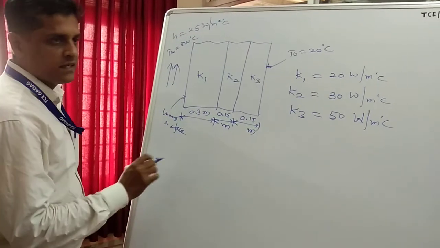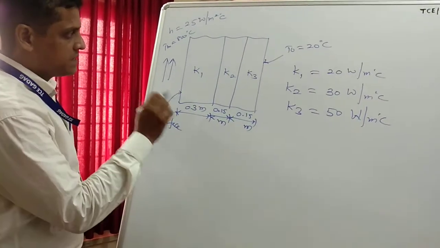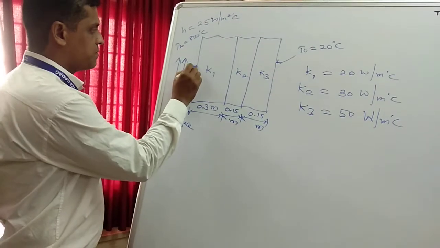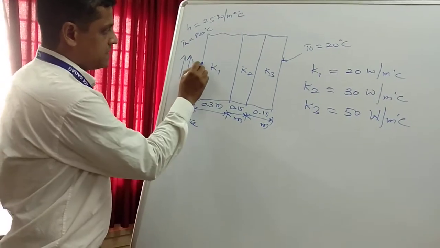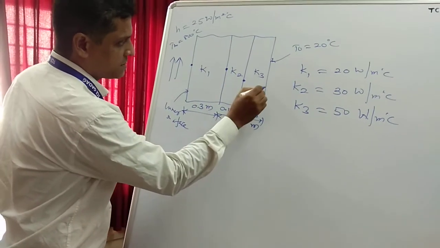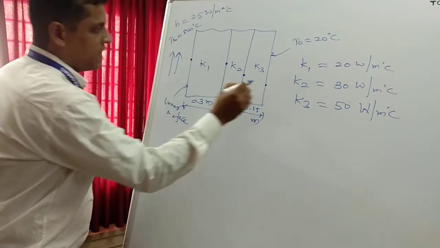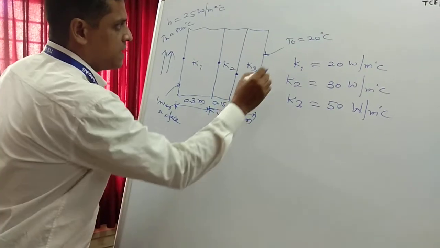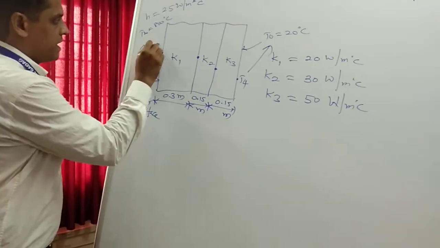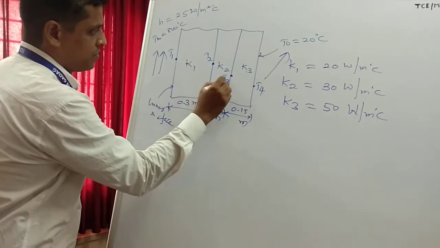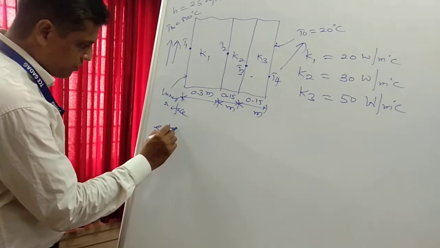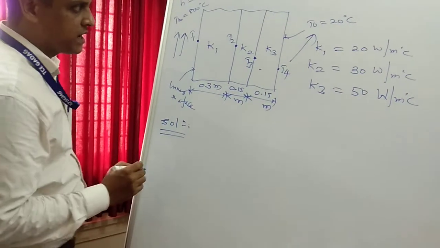Now, using finite element method, we will determine the temperature distribution through this composite wall. That means the temperature at this region, temperature at this region, and temperature across this one. And this is the temperature T4. T4 is already given, that is 20 degree Celsius. Now we need to find T1, T2, T3 by using finite element method. We will proceed with the solution using finite element method.